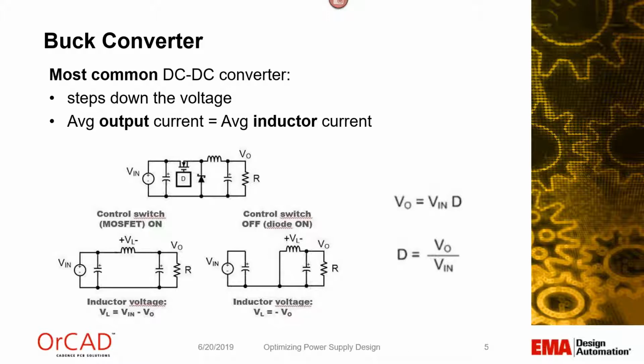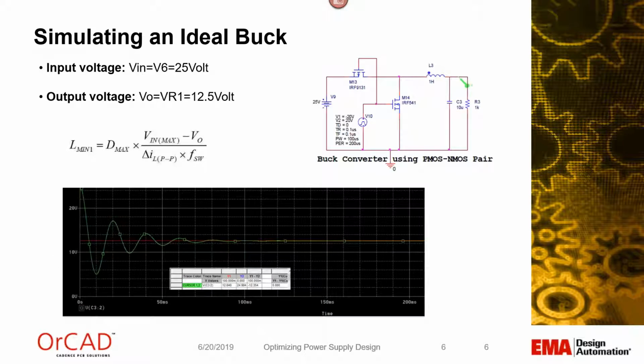So we can take this simple ideal converter and build it in a SPICE simulation. We just want to confirm that we pick an ideal inductor, an ideal capacitor, and we can put in a 25 volt input and generate a 12.5 volt output, which we can see there from the result of our SPICE simulation. Now we're starting at a very ideal level just to confirm the components we picked there.